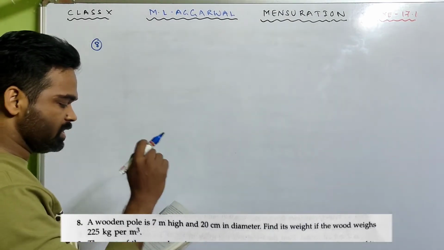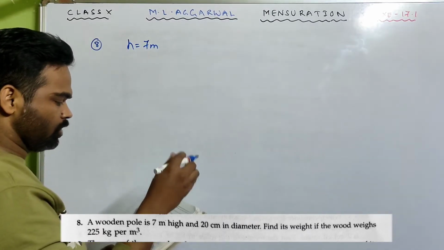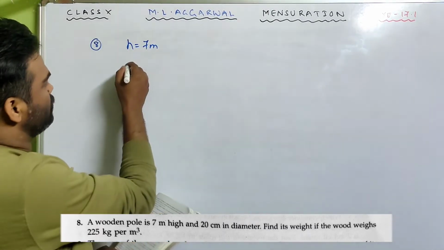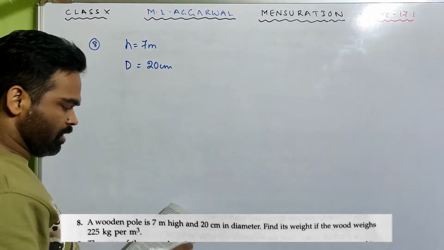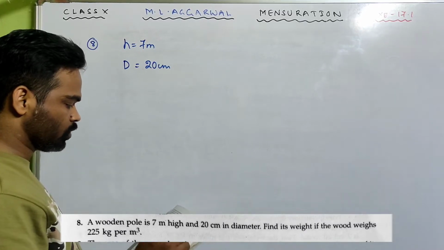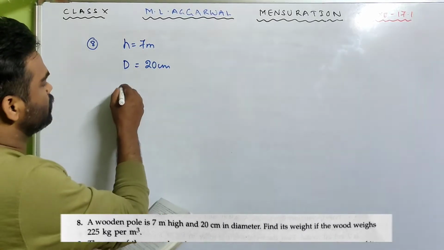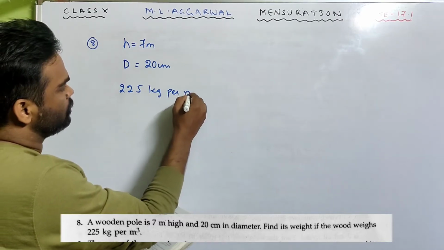A wooden pole is 7 meter high and 20 centimeter in diameter. So the diameter is 20 centimeter. Find its weight if the wood weighs 225 kg per meter cube.